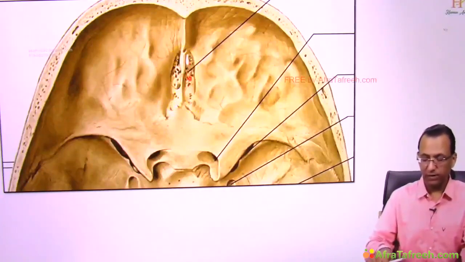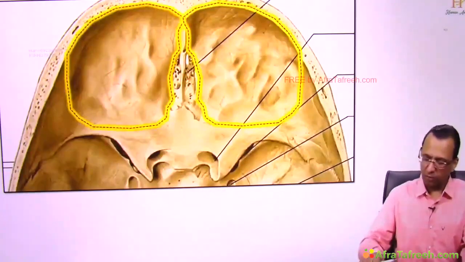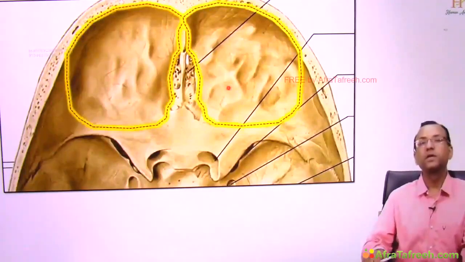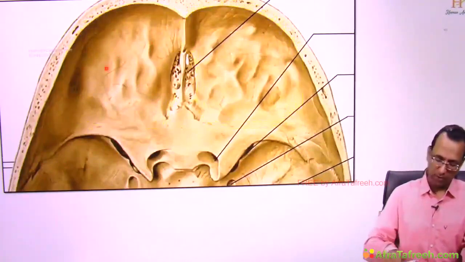Axons of the olfactory nerve. So what is this bone at the roof of the orbit? This bone which is at the roof of the orbit is the frontal bone. If you say the frontal bone is at the roof of the orbit, fine.